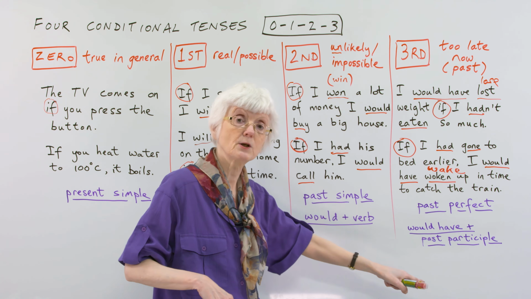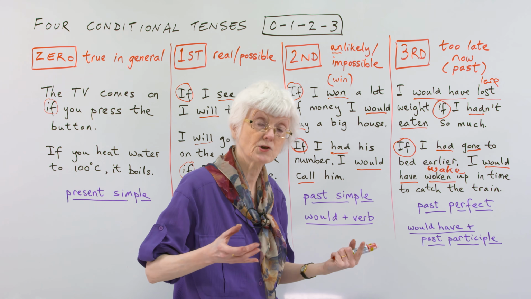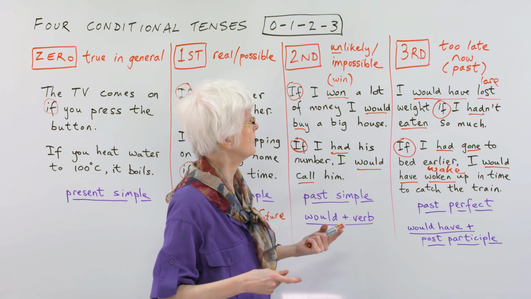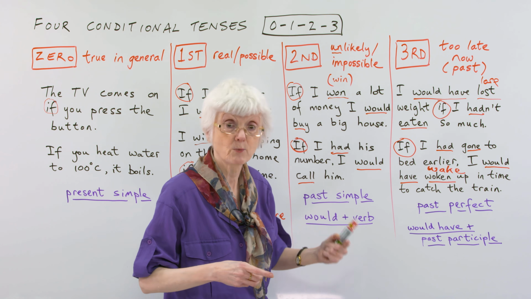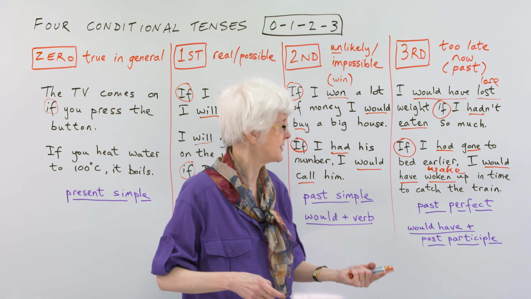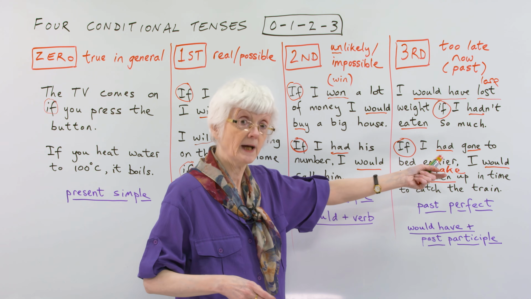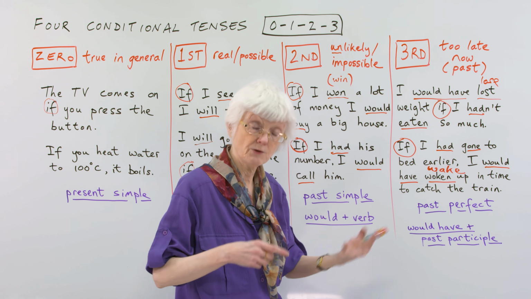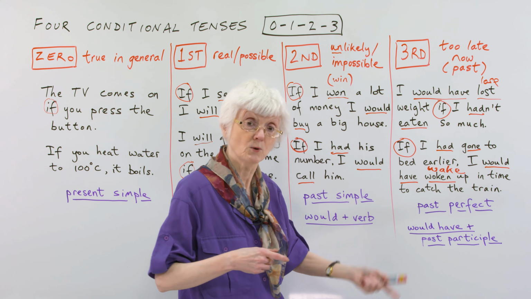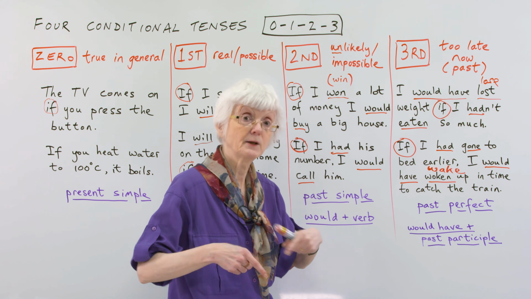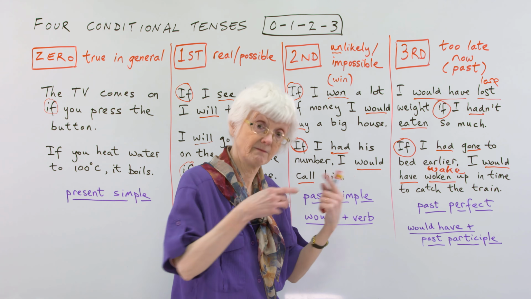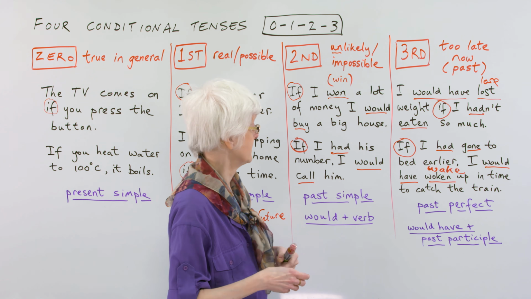So that's the most complex construction, the third conditional. But it's quite a complex idea as well, that you missed an opportunity. If I had gone to bed earlier, I would have had more sleep and it would have been easier to wake up, and then I could get up and get out and catch the train.